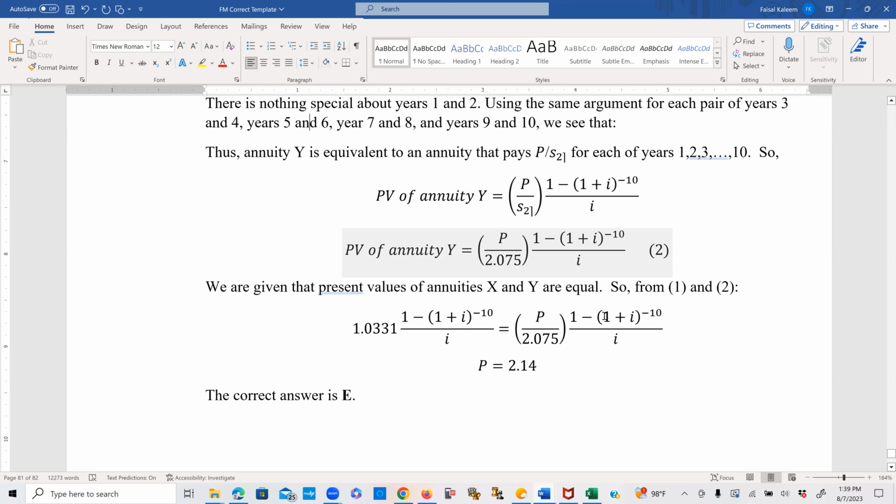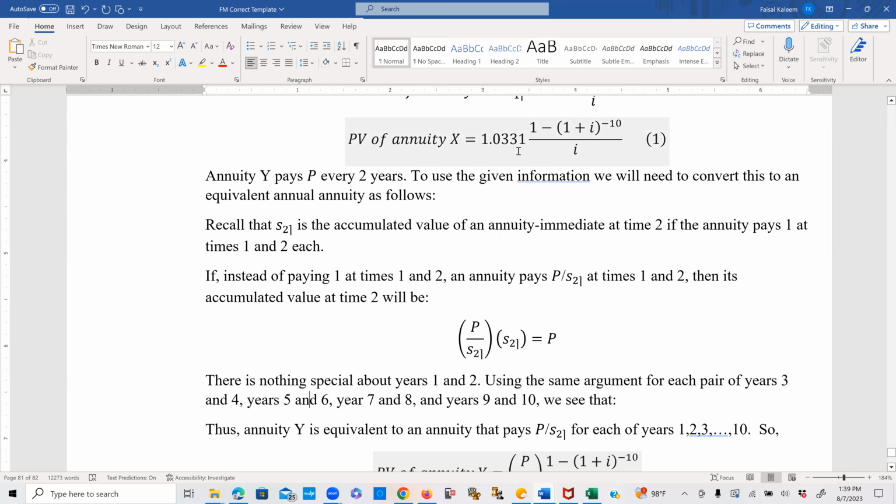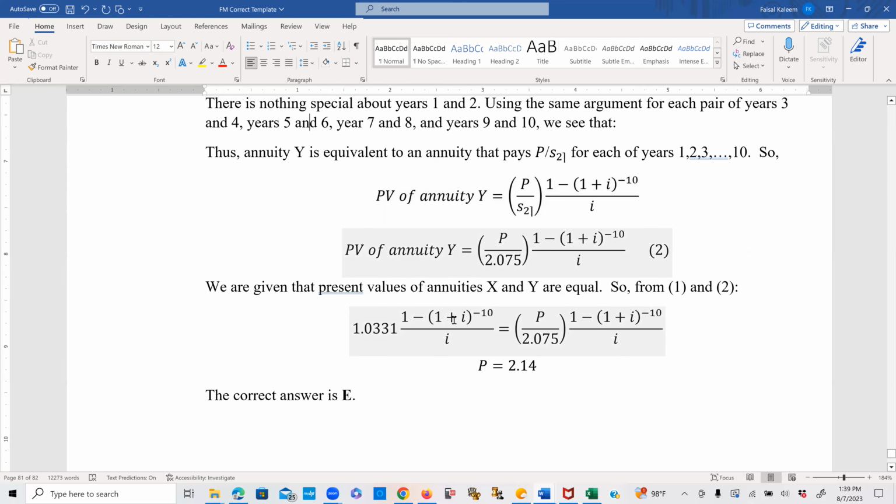Now we're given that the present value of X equals the present value of Y. Present value of X was this one, 1.0331 times all this, and it equals the present value of Y, which is P over 2.075 times all this. And so the second factor cancels out, and you just have 1.0331 equals P over 2.075. From where, if you multiply both sides by 2.075, we get P equals 2.14. That's choice E.